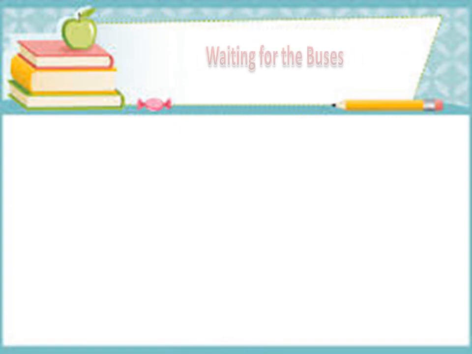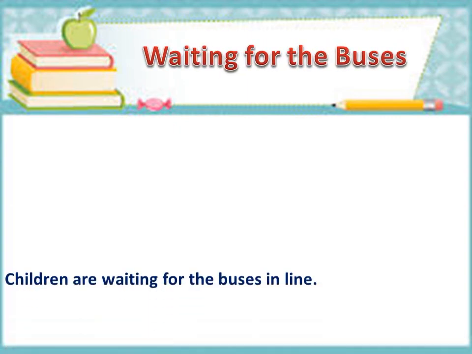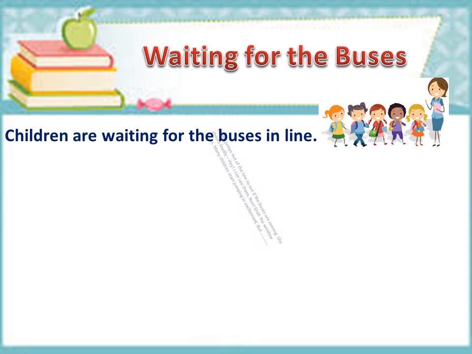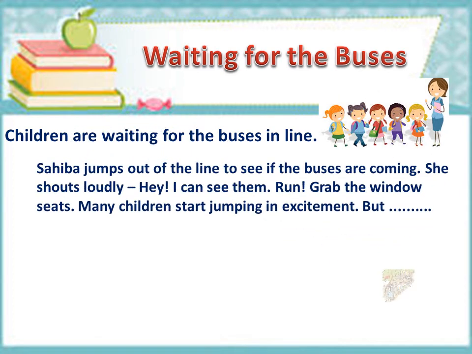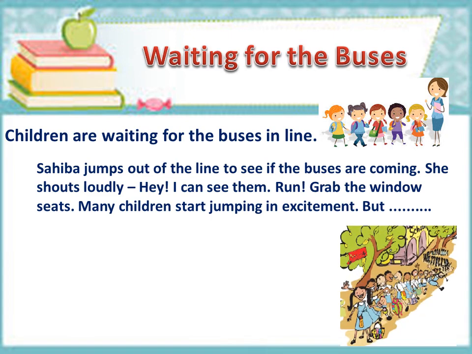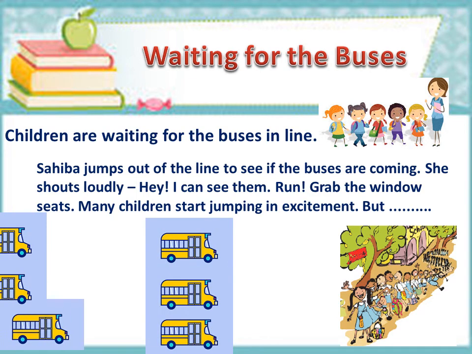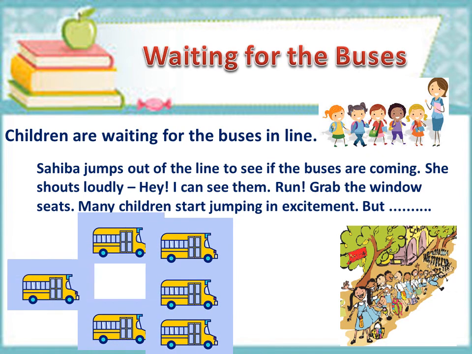Children are waiting for the buses in line. Sahiba jumps out of the line suddenly to see if the buses are coming or not. She shouts loudly, "Hey, I can see them! Run, grab the window seats." Many children start jumping in excitement.